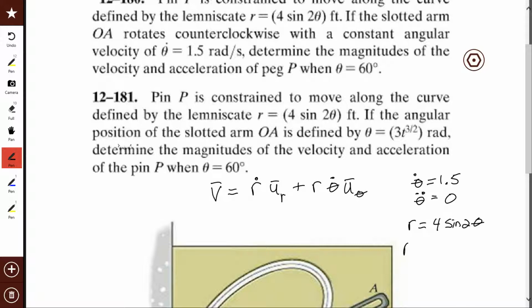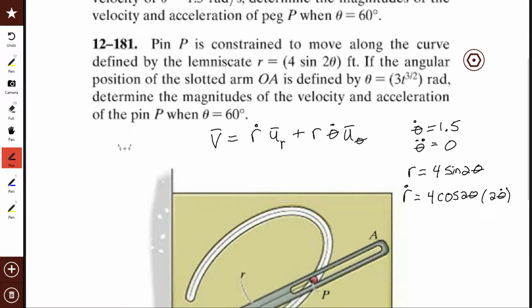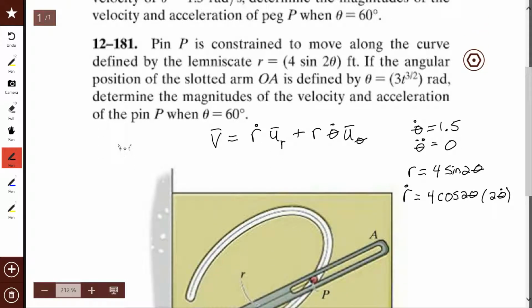The derivative of r, I'm going to use the chain rule, because this r is not written in terms of time, it's actually written in terms of theta. So when I apply the chain rule to this, I'll get the derivative of the sine is the cosine of 2 theta, times the derivative of what's inside the argument, which is going to be 2 times theta dot. Since I know theta dot, I can find r dot without any problem.